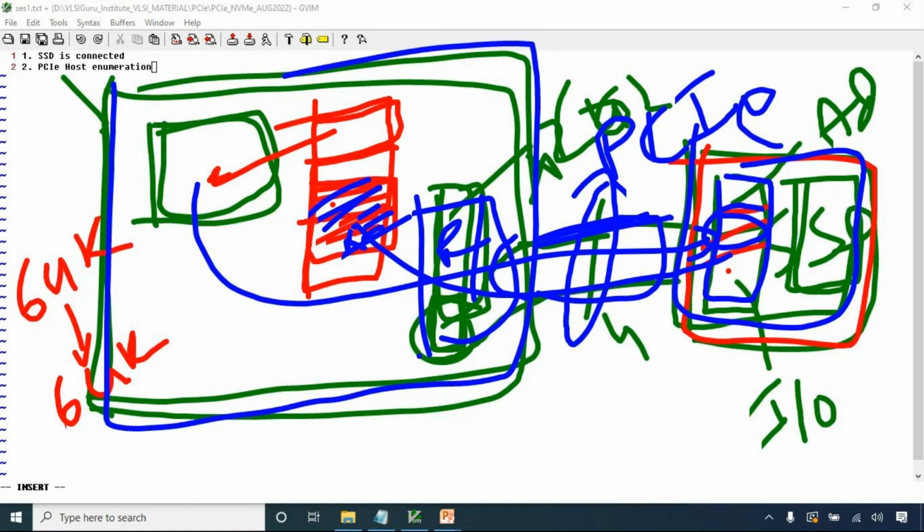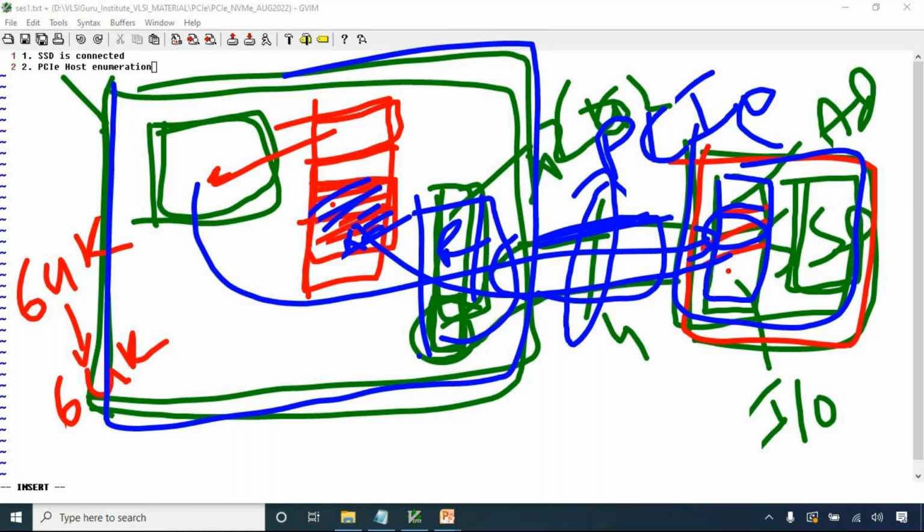Link has been set up, virtual channels have been initialized where they know how much space is available on both sides. The third thing that has happened is that by means of configuration write TLPs and configuration read TLPs, both have exchanged their information. Now the overall system has reached a point where we can initiate the applications. Till this point, you can't do any applications. I mean, you can't do any actual data transfers.